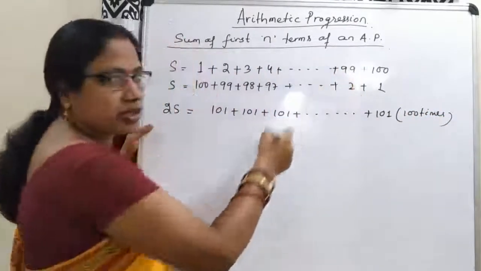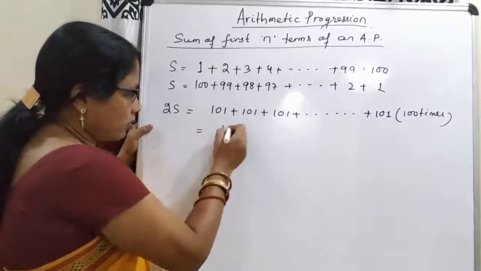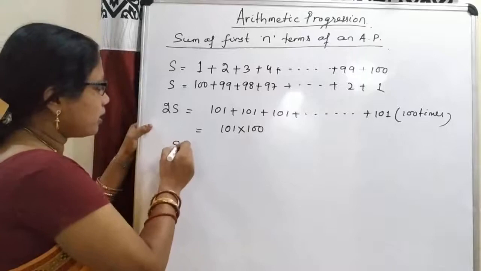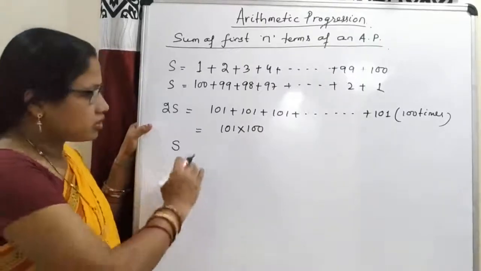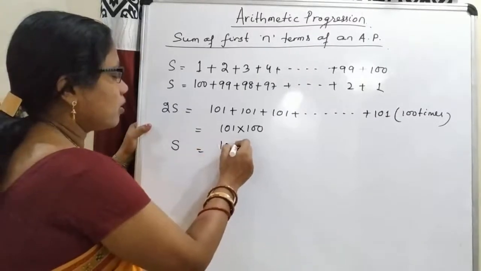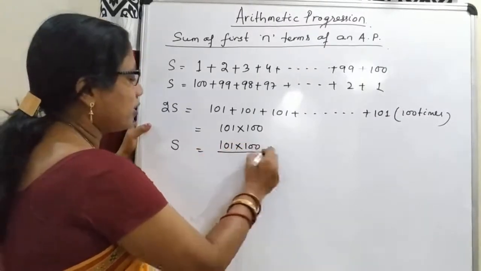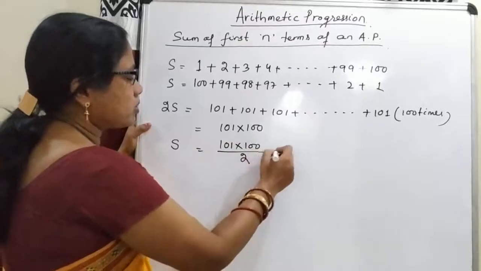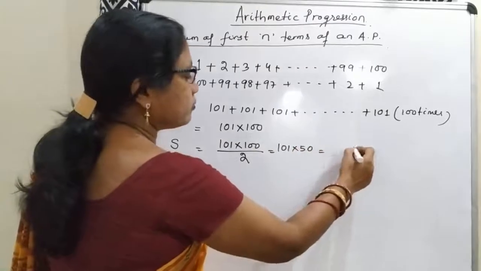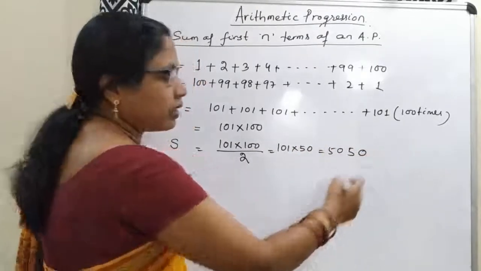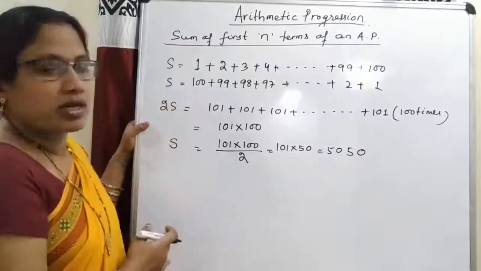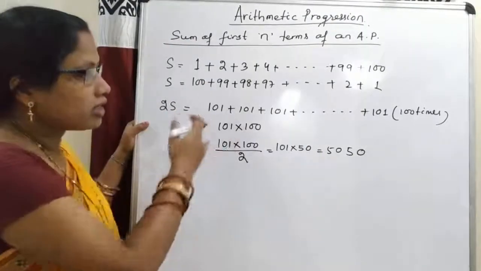We add these two series. So this is equal to 101 multiplied by 100. So what is the sum of the positive integers from 1 to 100? That S is equal to 101 multiplied by 100 divided by 2. So this is equal to 101 multiplied by 50, so 5050. So he calculated the answer within a few seconds by using this method.